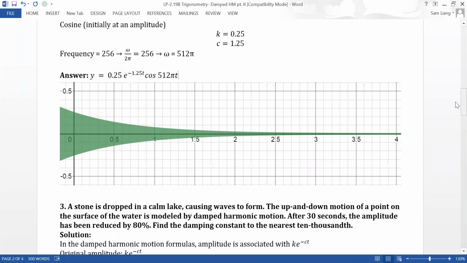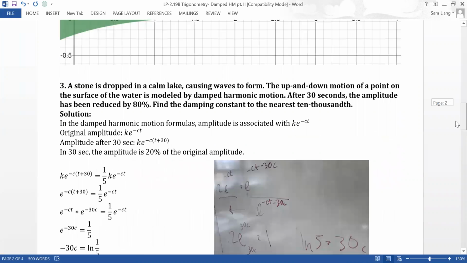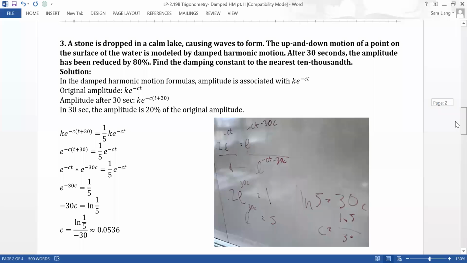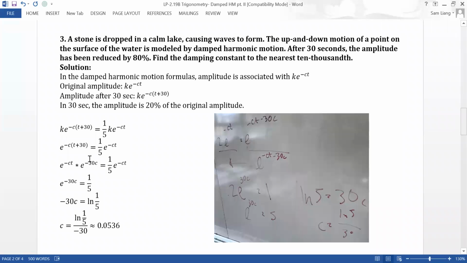All right, really quickly for question 3. So I started this yesterday, but we're gonna finish it here. This is the solution or something like it that you should have. So if you remember from yesterday, we started with this and we related the two amplitudes. So the original and then the amplitude after 30 seconds. And then I divide both sides by k.